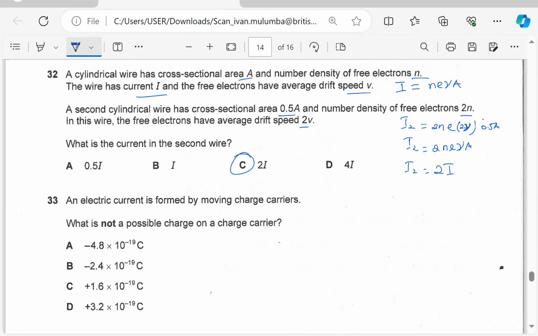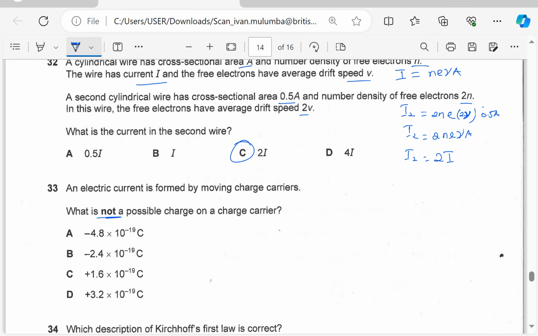An electric current is formed by moving charge carriers. What is not a possible charge on the charge carrier? So here I think the answer is automatically going to be B, because we know that the charge should be equal to N times e, where N should be equal to plus or minus 0, 1, 2, and so on and so forth.